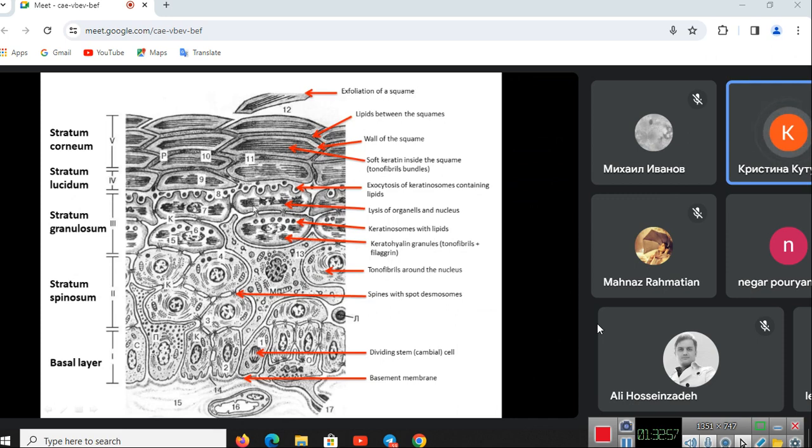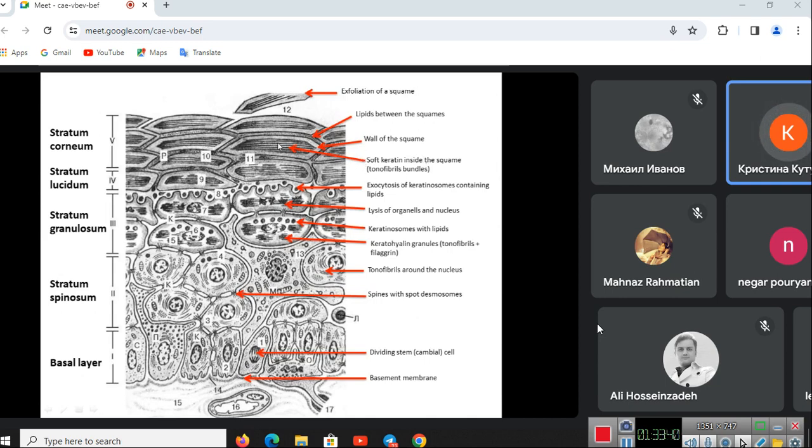They become more and more compact, and they constantly fill all the internal space of the cell from within. Next, in stratum granulosum and stratum lucidum, the nucleus disappears, the lysis of organelles and nucleus happens, and the cell becomes gradually the postcellular structure, the squame. And this squame now is filled with the keratohyalin granules, which fuse together and make the substance called soft keratin.